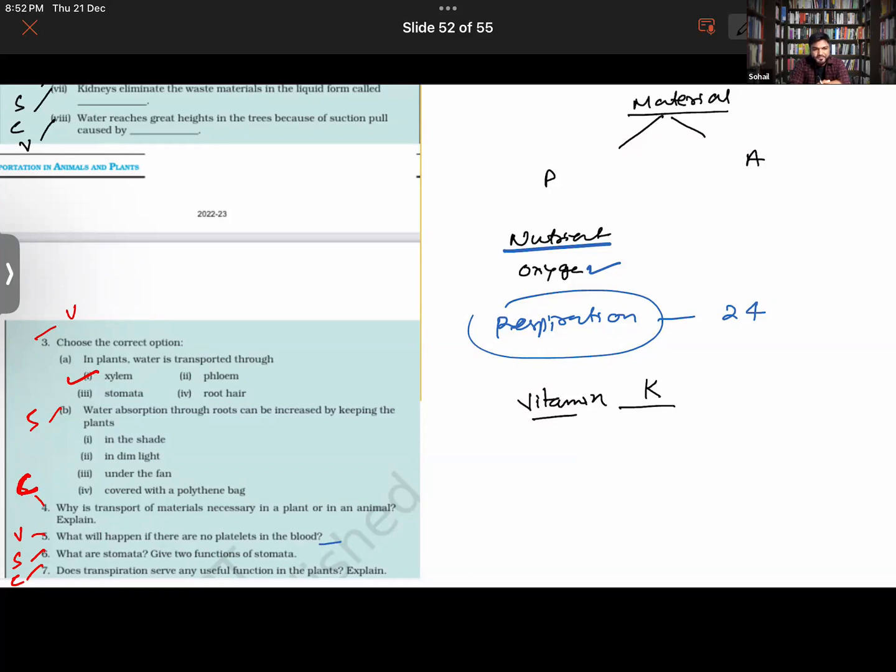Look here. Transpiration, as you all know, is the loss of water vapor from the stomatal pores, right? So the question is, does transpiration serve any useful function in plants? Explain it. First, transpiration is basically loss of water vapor from the surfaces of the leaves.